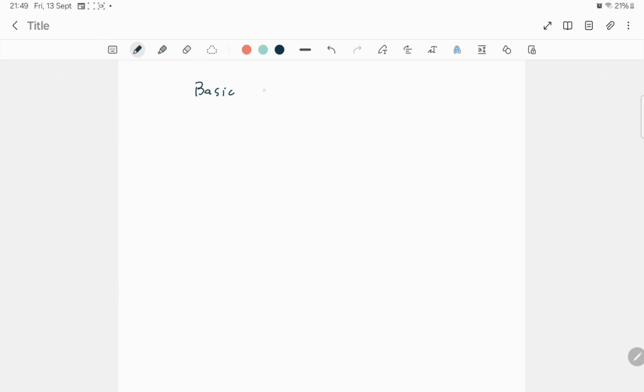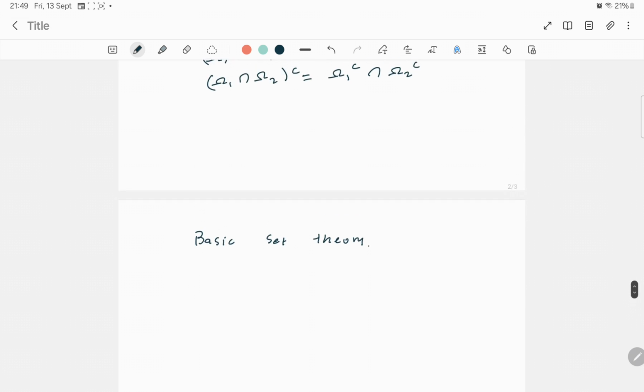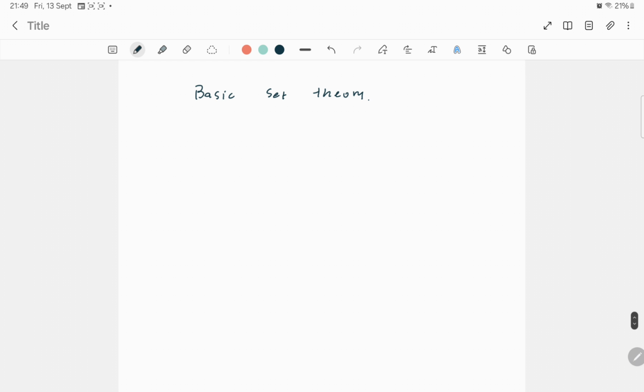The topic of discussion is basic set theory. We will use Venn diagrams in this case. Let's assume that we have this region omega, this set omega. This is the closure of omega, which is the union of omega and its boundary points. This ∂omega is denoted by the boundary of omega.